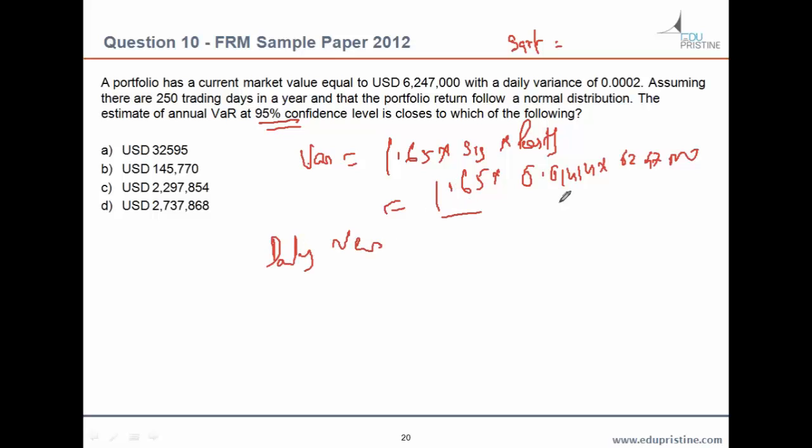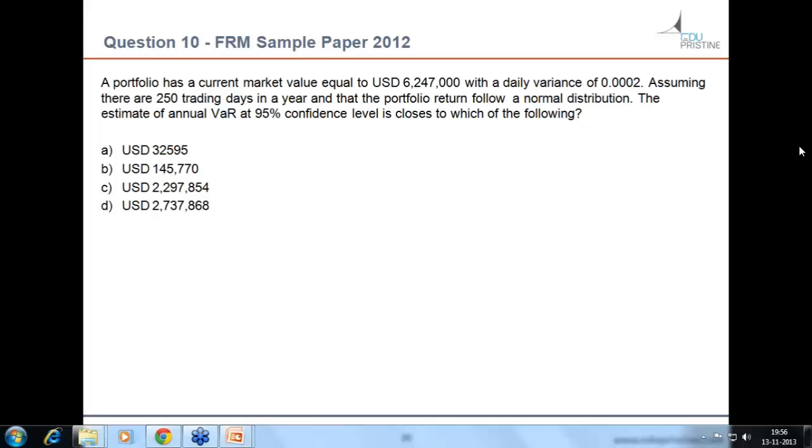Now this is the daily VAR we get after this multiplication. What we need is the annual VAR. How is annual VAR calculated? This is multiplied by the square root of 250, the 250 trading days, and we get the annual VAR. So the annual VAR comes to 22,997,854. I'll just move ahead to the next example.